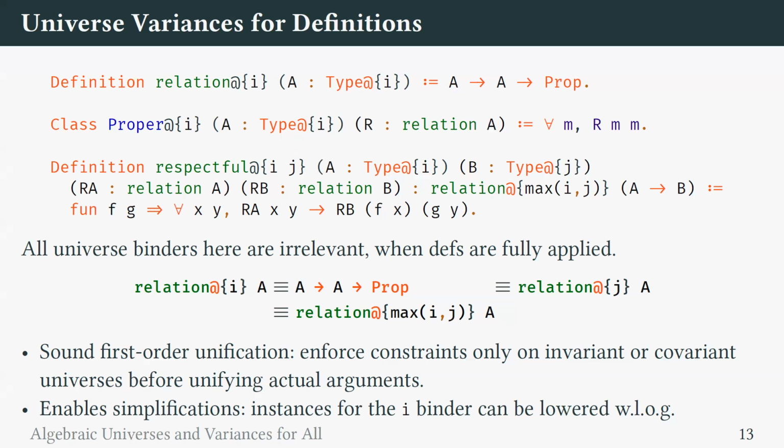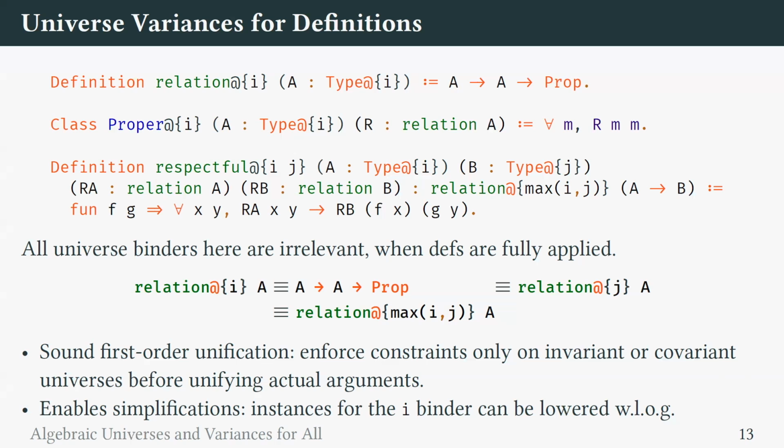Okay, so this is compositional. So you can compute the variances for the definition of proper here, which is just a reflexivity proof of the relation, compositionally by looking at the variances for each constant that appears in the definition. So in this case, for proper and respectful here, which is just lifting relations on arrows, all the universe binders are basically irrelevant as soon as the constants are sufficiently applied.